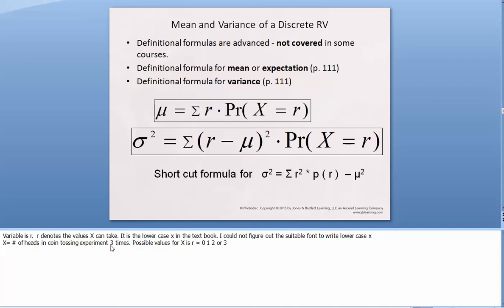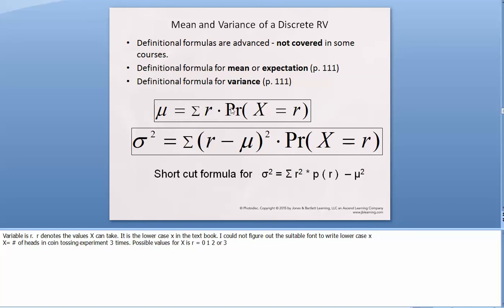Now, in the previous example that we were talking about, where x is the number of heads, if you were to toss a coin 3 times, the little r values are 0, 1, 2, or 3. Okay, because there can be no heads, exactly one heads, two heads, or all three heads. So r are the possible values that x can take. The big X is used to denote a random variable, and the specific values that the big X can take are denoted by little r here, and in the textbook it is little x. So they are pretty much the same.